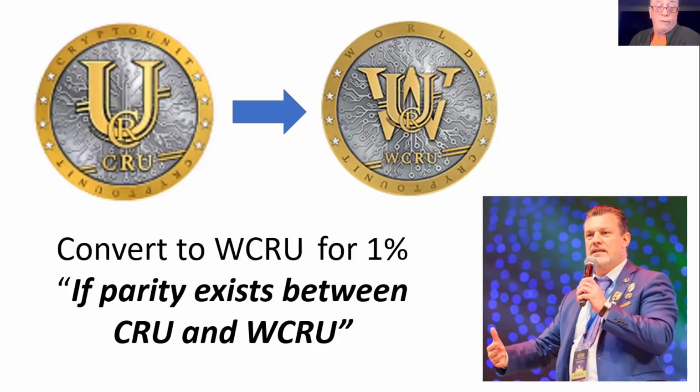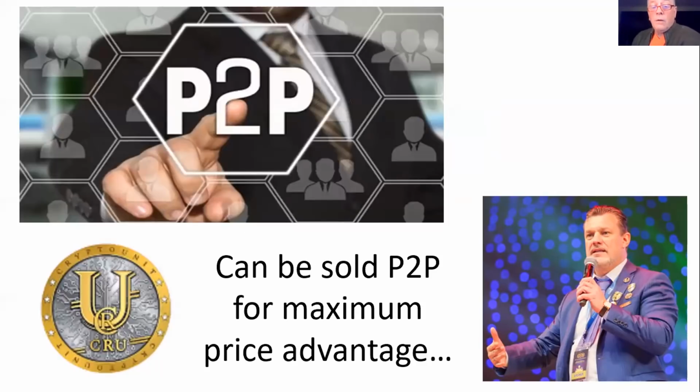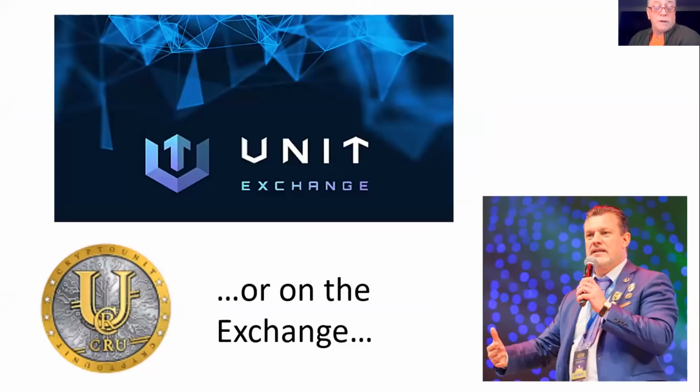If there is a price difference between CRU and the conditional price of World CRU, those that are receiving the rewards in CRU who want to convert are going to have to pay the difference plus the 1%. Or they can stake for UNTB and they can wait for that conversion window, or they can wait for a price that's more suitable for their particular needs. The UNTB that they get, the CRU that they're getting can be sold peer-to-peer, where there are ways that you can maximize a price advantage by doing that, or it can be sold on the exchange.